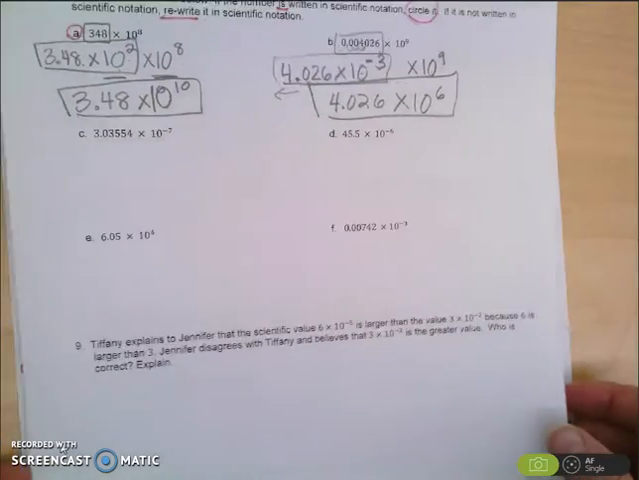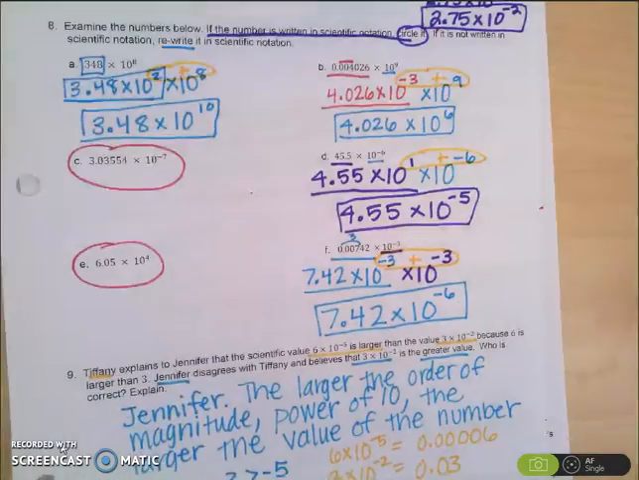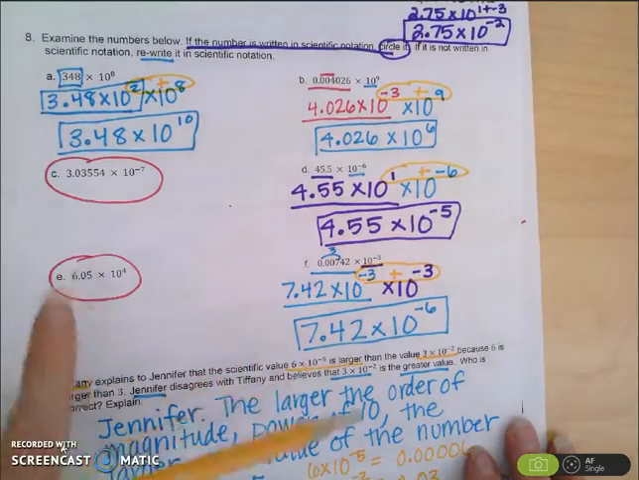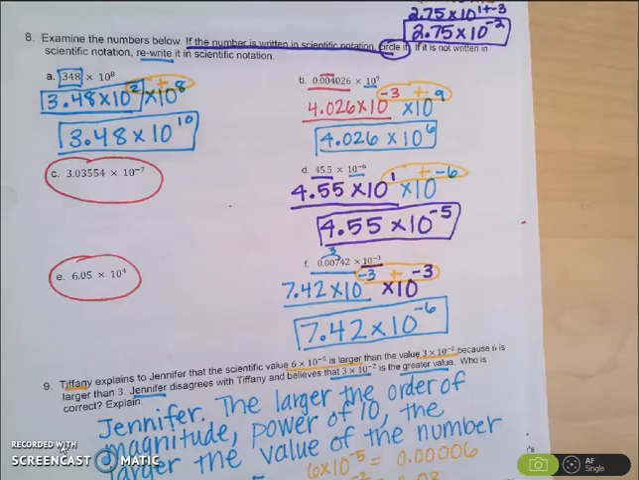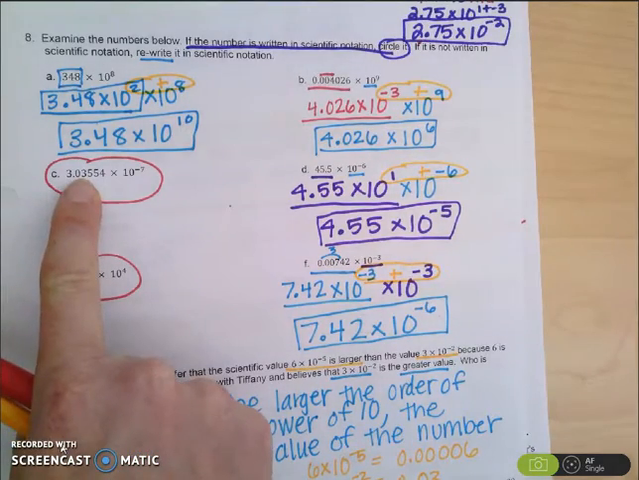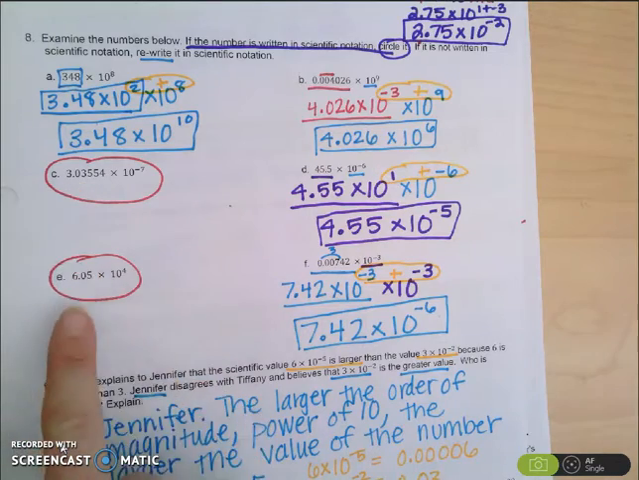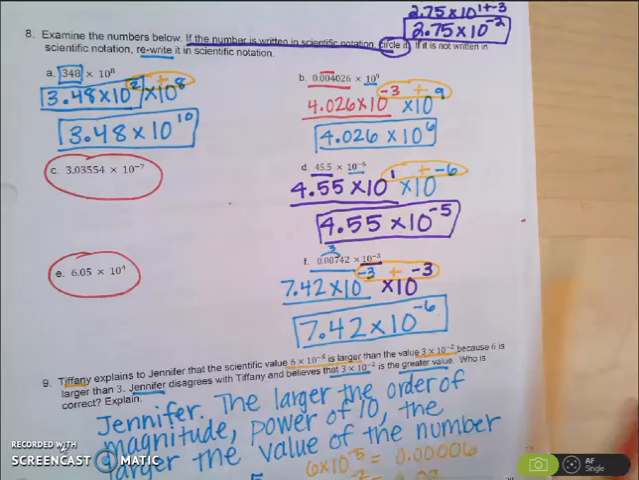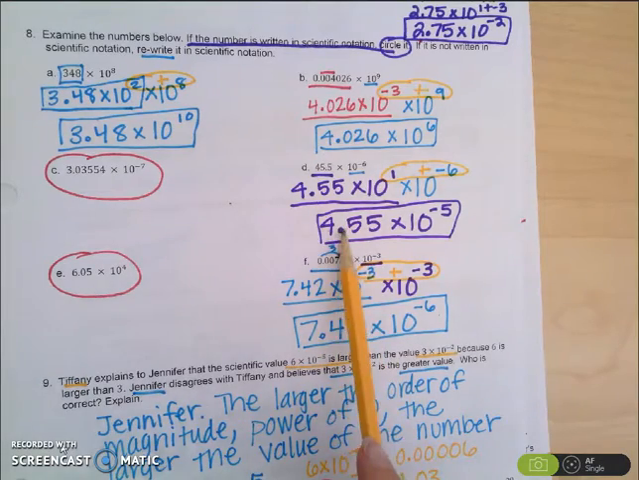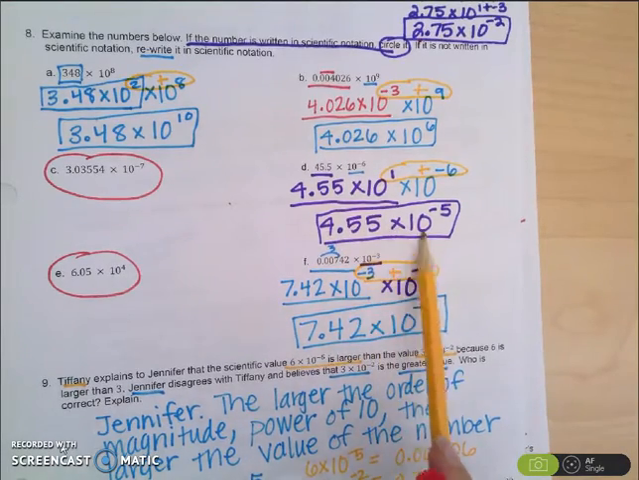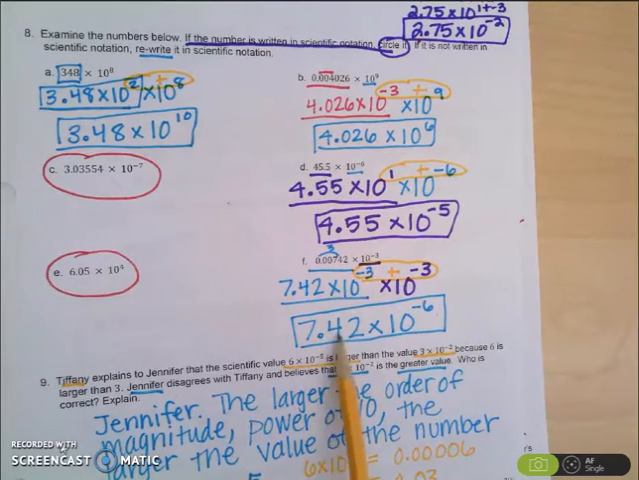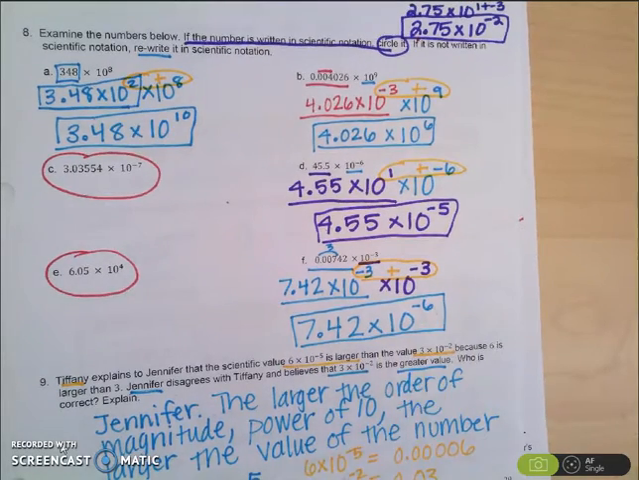Okay, let's check and see how we did. Taking a look, C and E were written in scientific notation because the significant figures were greater than or equal to 1, but still less than 10. Taking a look at D, our final answer is 4.55 times 10 to the negative 5, and F, 7.42 times 10 to the negative 6.